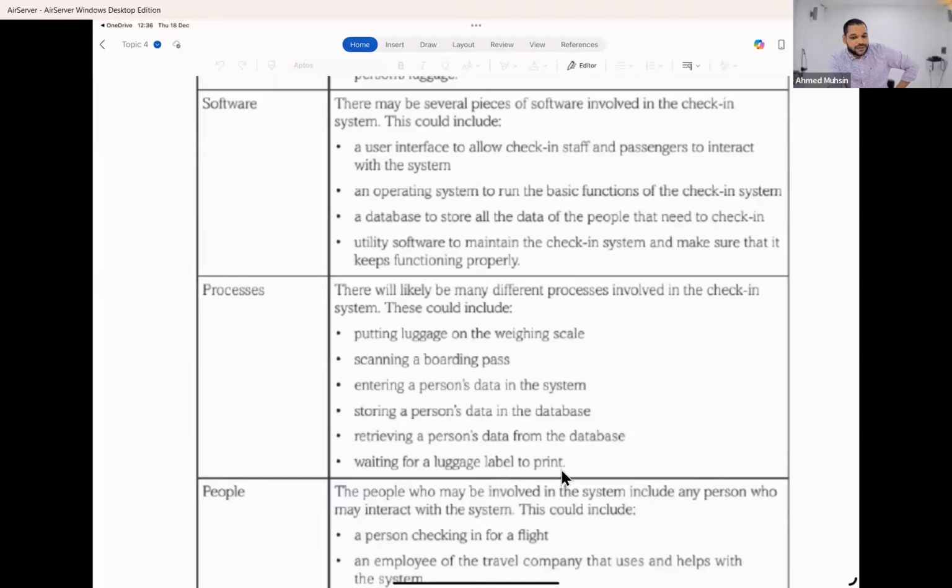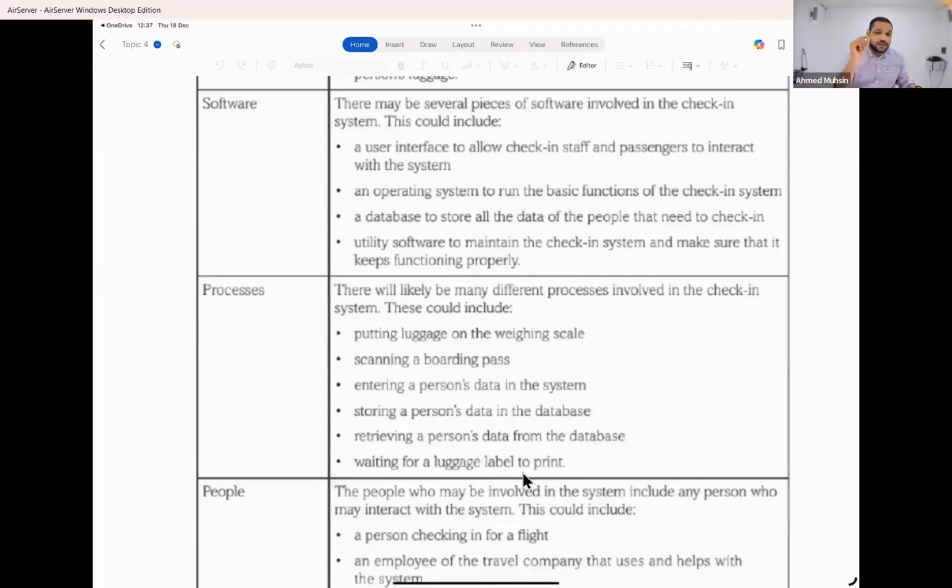Retrieving a person's data from the database, waiting for a luggage label to print. Earlier, at check-in, they didn't care whether you have a visa or not. That's not their concern. All they care about is whether your luggage is under the correct weight. If it is overweight, have you paid for it? They also care about the content of your luggage because the plane is theirs now. So Sri Lankan Airlines will have operators, and all they care about is the weight of your luggage, your boarding pass, and whether you have any items that you're not supposed to take on the plane. That's what they check.